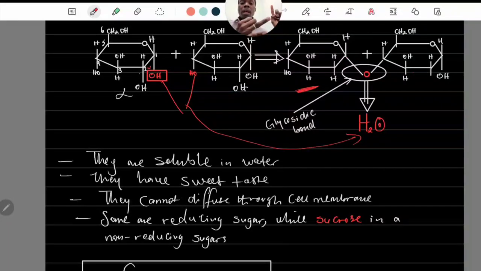What's the other one? Maltose. So maltose and lactose are reducing sugars, except for sucrose. Hope that made sense. So sucrose is a non-reducing sugar.